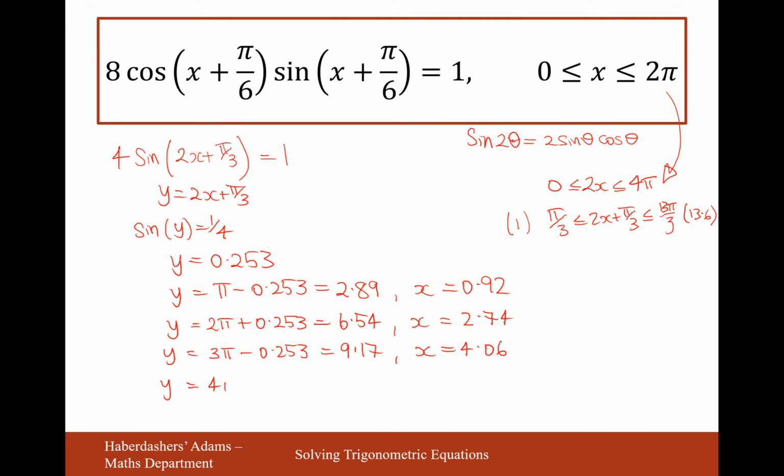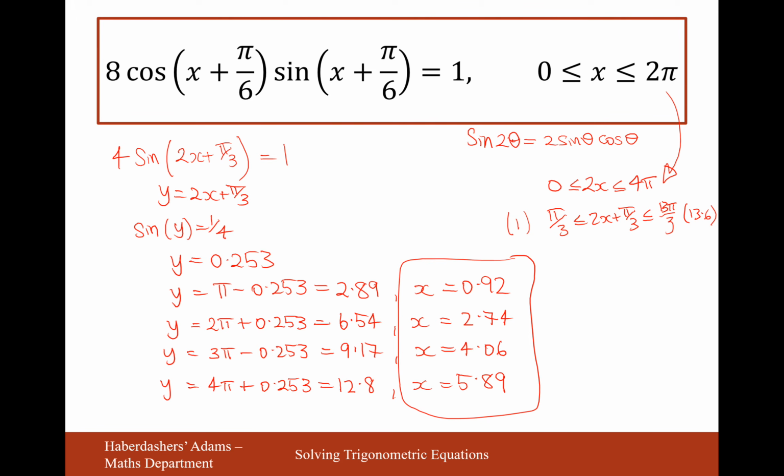Next one will be 4 pi plus 0.253, which will equal, so that would be 4 pi plus the value a on my calculator, 12.8. That's still in the range, it goes up to 13.6. So the next thing I'll need to do is then subtract pi by 3 and then divide by 2. So that would be 5.89. And if I go any further, I'll run out of solutions and I'll go over the 13.6 limit for y. So there we are. These are the answers for this equation here.